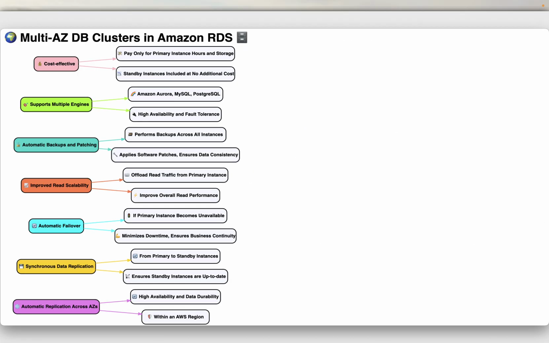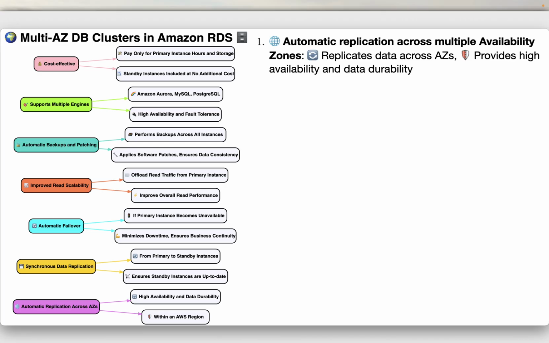Okay, next feature is multi-AZ database clusters in Amazon RDS. First, automatic replication across multiple availability zones. So multi-AZ DB clusters. So basically the DB cluster setup is distributed amongst multiple availability zones.